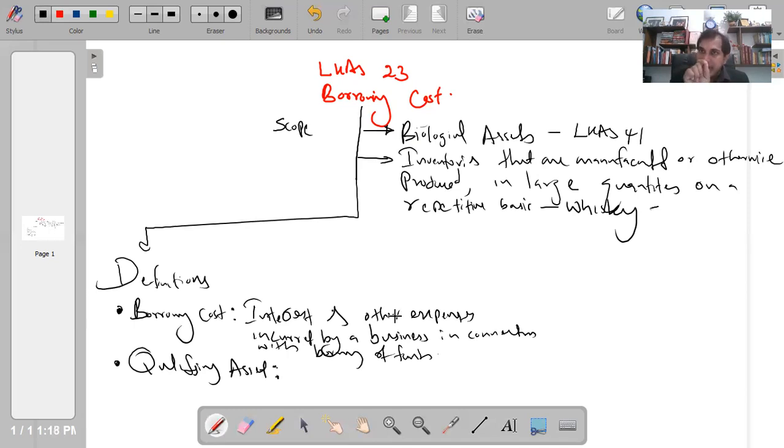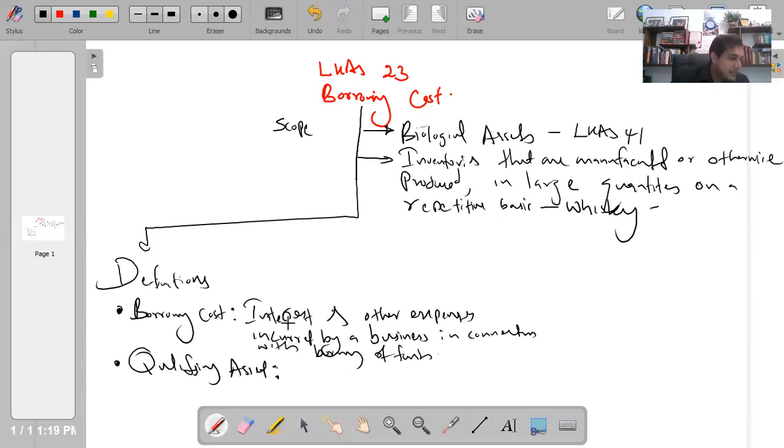So you can clearly see based on the definition of borrowing cost. Right, then we'll move to qualifying asset. What is a qualifying asset? Already I have given some hint on it. So let me write the definition of qualifying asset, then you will be able to understand.